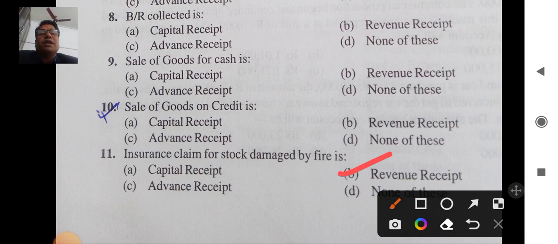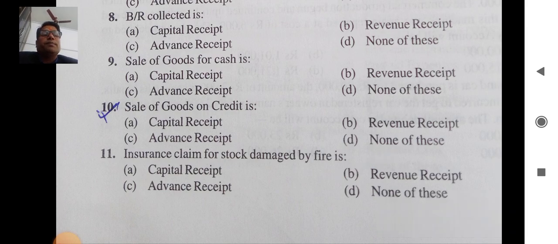Understand this much: those expenses which are completely concerned with the trading and profit and loss account will always be revenue. They will always be considered as revenue. Either they will be revenue expense or they will be revenue receipts.